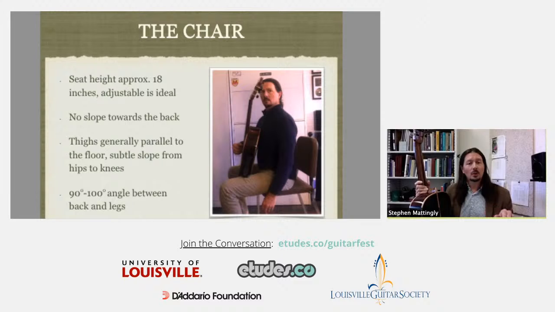Then no slope toward the back of the seat, right? Thighs generally parallel to the floor, maybe a subtle slope from the hip to the knees. I mentioned here a 90-degree to 100-degree angle between the back and the legs. I don't know, maybe I can switch my video here real quick, and I'll go over to my other chair there and I can show you real quick what I mean by that.